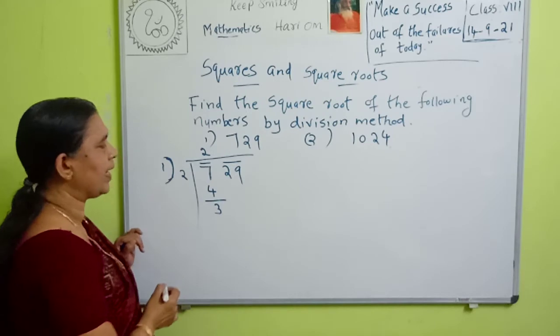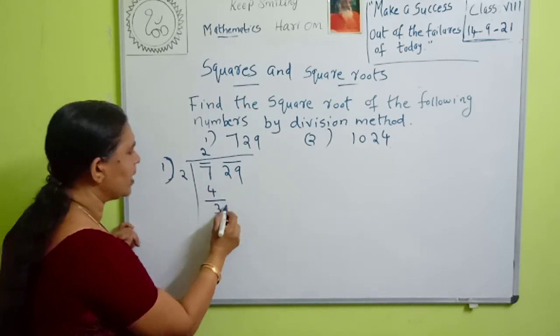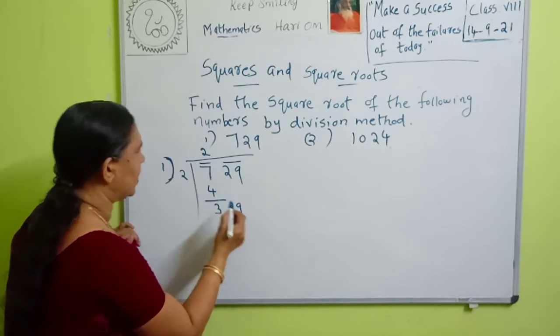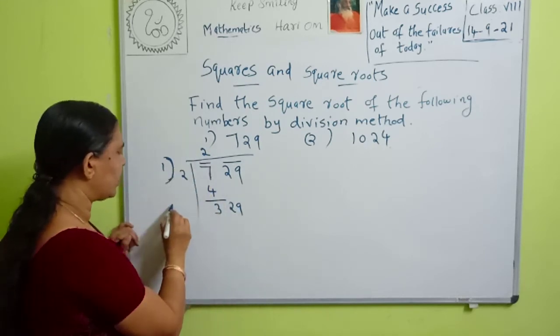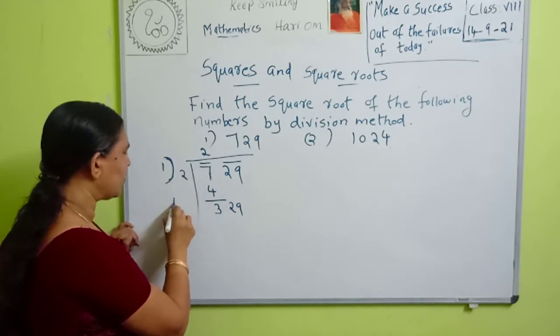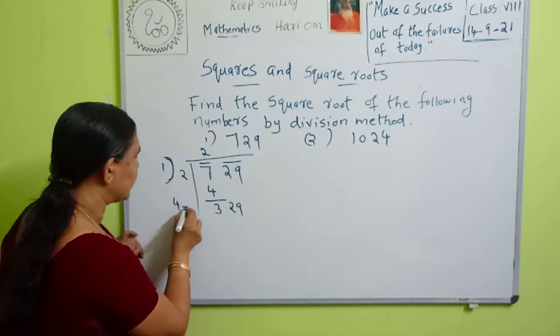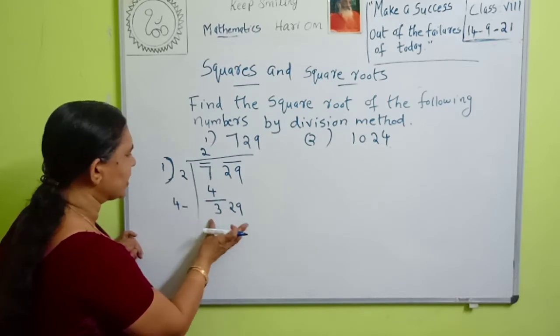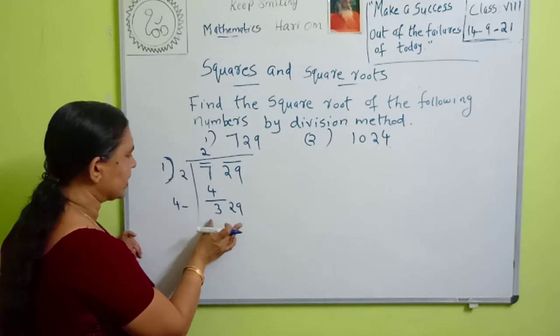What is 7 minus 4? 3. Then we write down the next group here. What is the next group here? 29. So we have 329. Then you take the double of 2 and write it here. Double of 2 is 4. Then you find a number here, which multiplied by itself gives this number.